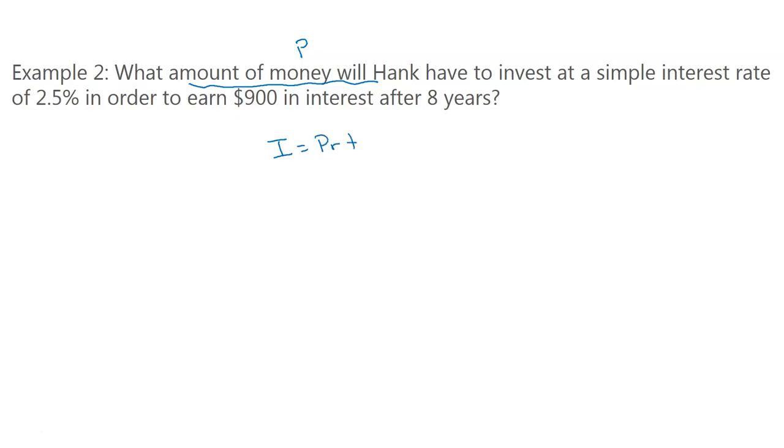So I'll write out the formula. I'll fill in I to be $900. P, I'll leave blank because we don't know what that is. R, changed to a decimal, is 0.025. And T is 8. Now multiplying 8 by 0.025 gives us 0.2.